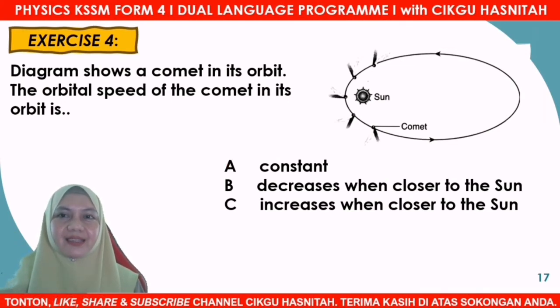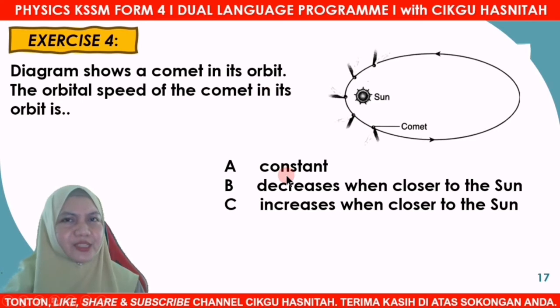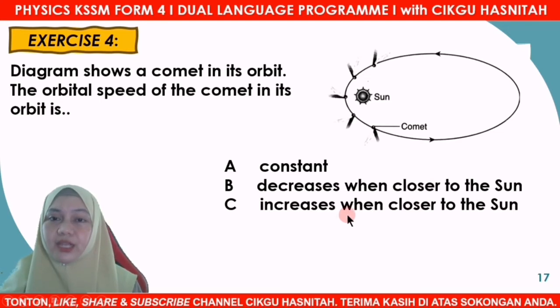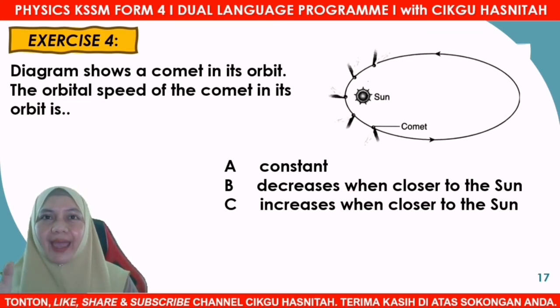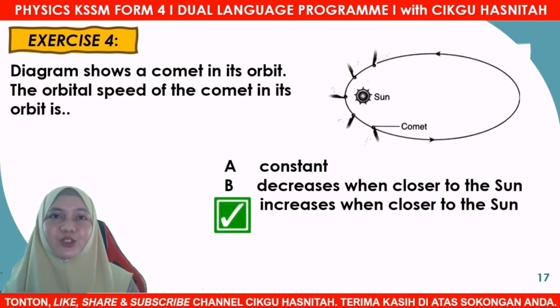Alright. Again, this is a diagram you are given. There is a comet orbiting the sun in an elliptical orbit. Okay. The question is, the orbital speed of the comet in its orbit is, so which one is correct? Is it constant? Does it decrease when closer to the sun, or does it increase when closer to the sun? So again, remember how the linear speed changes when the comet is revolving around the sun. Yes, very good. So the answer is C. The linear speed increases when it is closer to the sun.